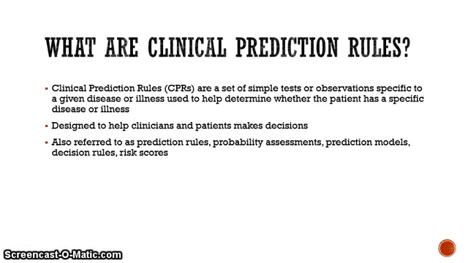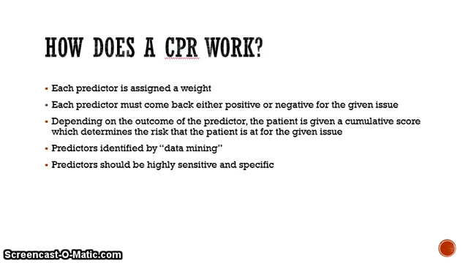So what are clinical prediction rules? Clinical prediction rules, abbreviated as CPRs, are a set of simple tests or observations specific to a given disease or illness used to help determine whether the patient has a specific disease or illness. They're designed to help clinicians and patients make decisions, and they're also referred to as prediction rules, probability assessments, prediction models, decision rules, and risk scores.